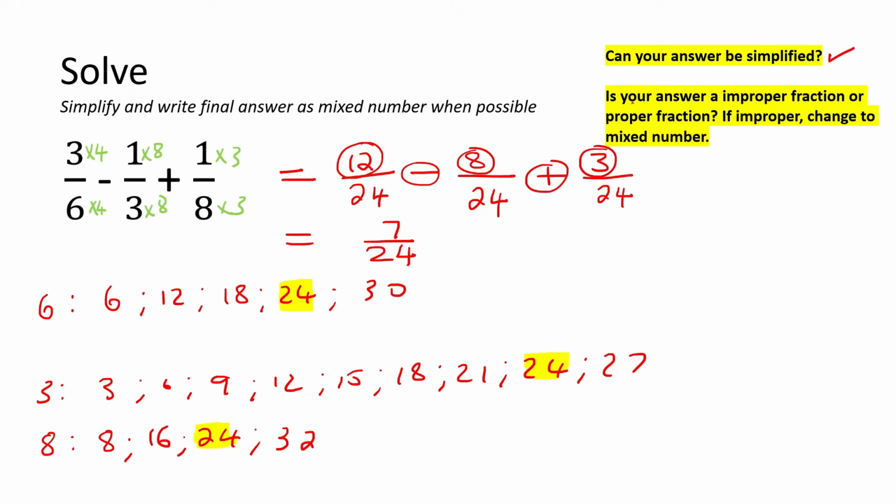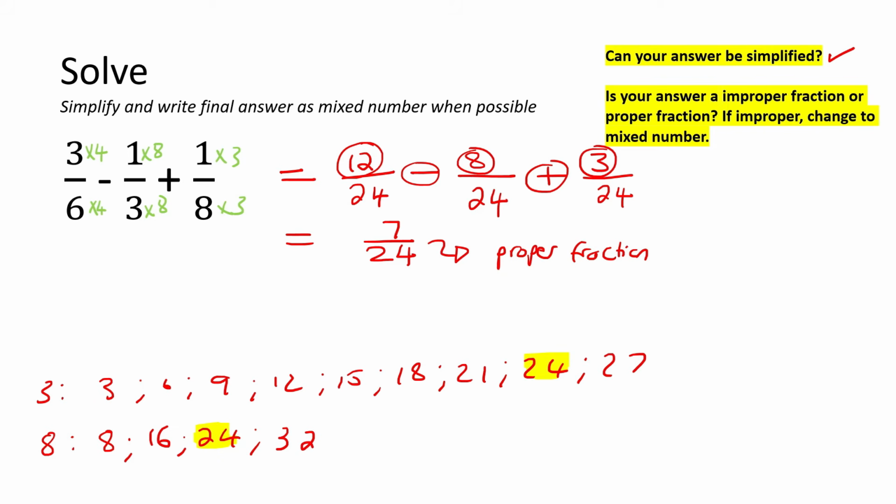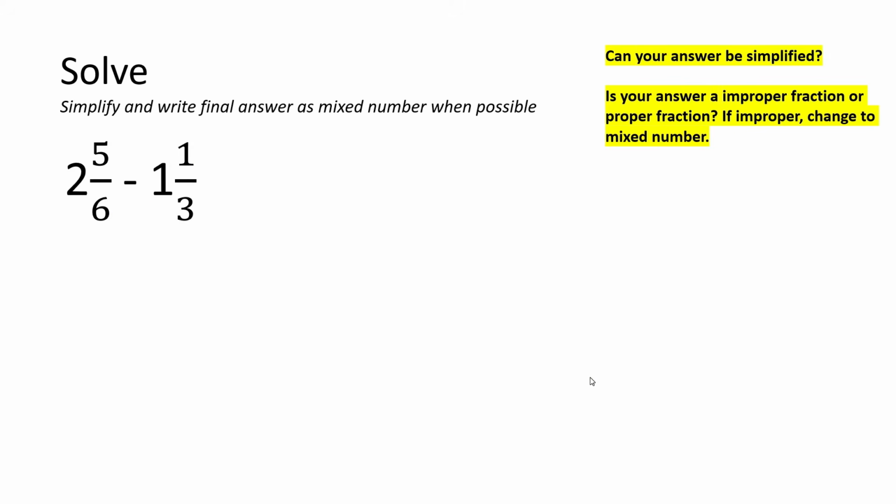Now, is your answer an improper fraction or is it a proper fraction? Well, you need to know this. So you see how the number at the top is smaller than the number at the bottom. That is a proper fraction. So we cannot change it to a mixed number. A mixed number can only happen when you have an improper fraction, which is when the number at the top is bigger, like 10 over 7. When the number at the top is bigger, then it's improper. Okay, 2 more examples. Well done if you've made it this far.